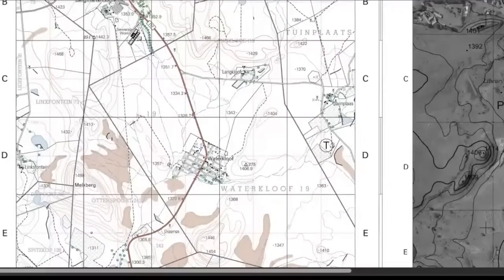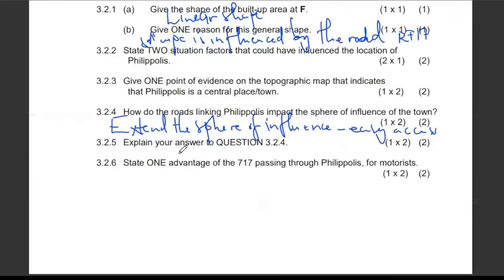Our next question says, explain your answer. I think I've explained it already. Because of the roads, there is easy access. People can easily access Philippolis.